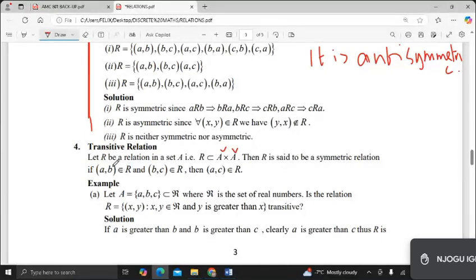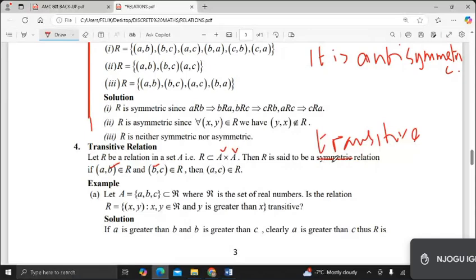Let's go to transitive relation. In the case of a transitive relation, there is something I wish to draw your attention to here. This is some kind of a transition. When we are having a transition, you notice that there is a connector from one state to another one. And in this case, the connector is B. Look at this.